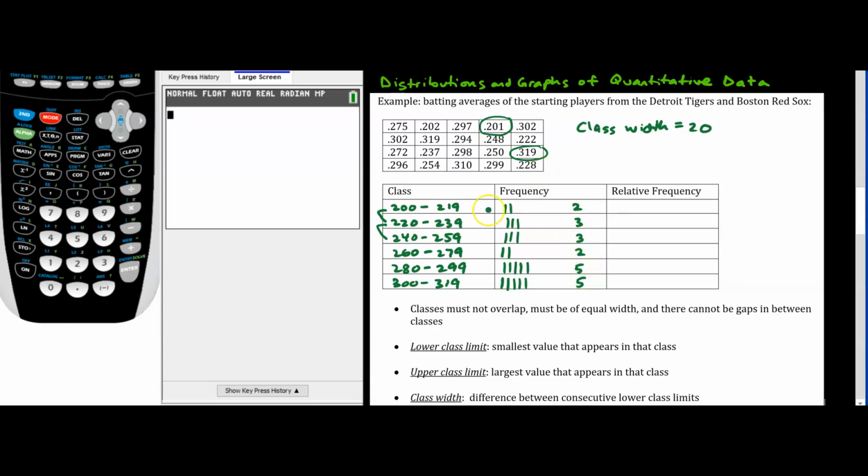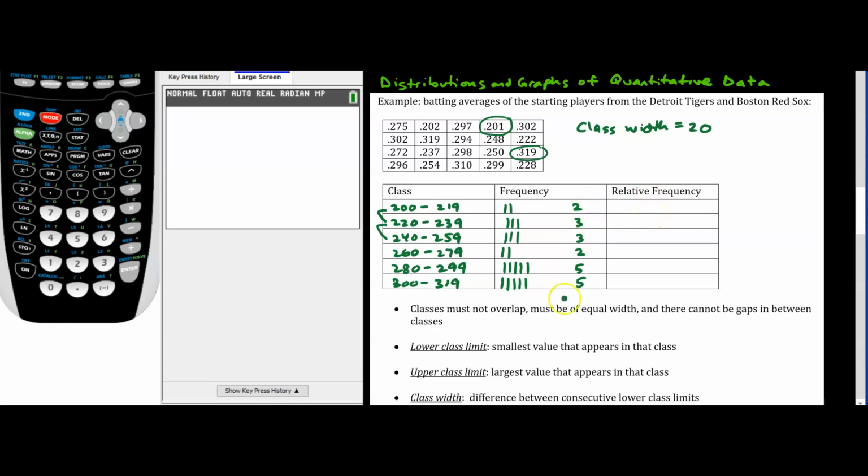Now don't worry, this is not how you're going to be doing this. We're going to talk in a little bit about how to use the calculator to do this, and it's really convenient to get those counts quickly in the calculator. But I'm just showing you how you would come up with it, and this is now our frequency distribution for our quantitative data, and we could likewise look at a relative frequency distribution.